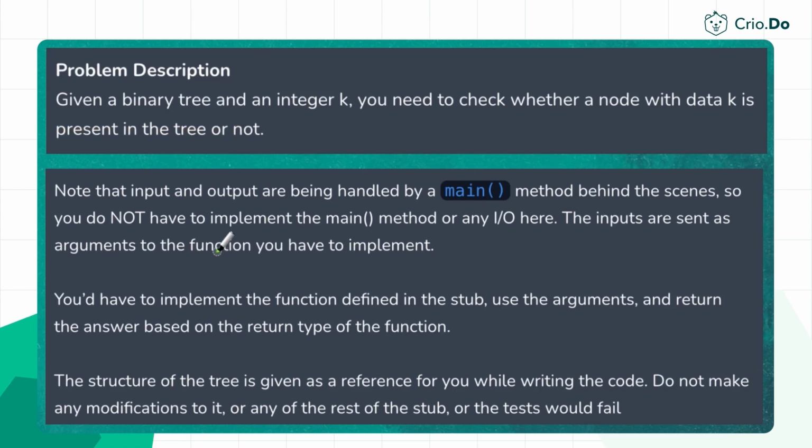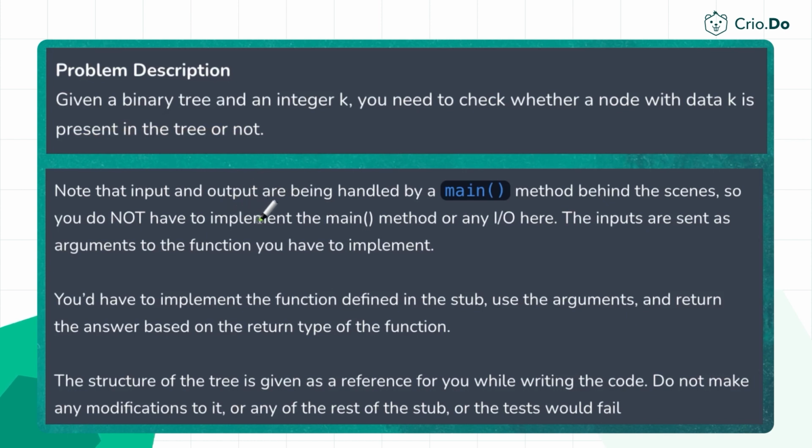What we have to do is, we are given a binary tree, that is every node will have at most 2 children, and an integer k value. Let's say k is the target value. What we need to do is find whether the target node is present in the binary tree or not. That is, we have to search whether the node is present in the binary tree or not.